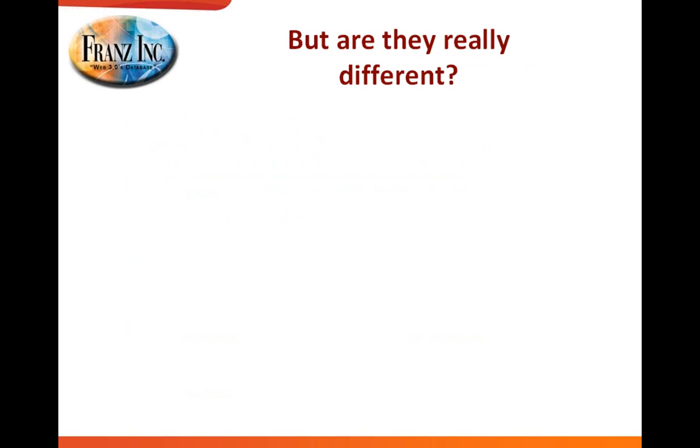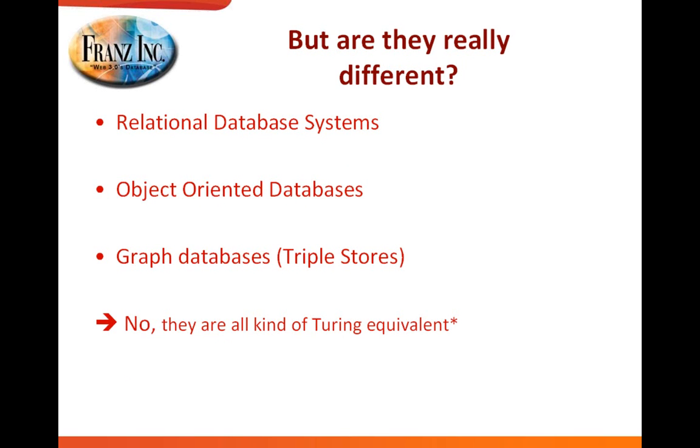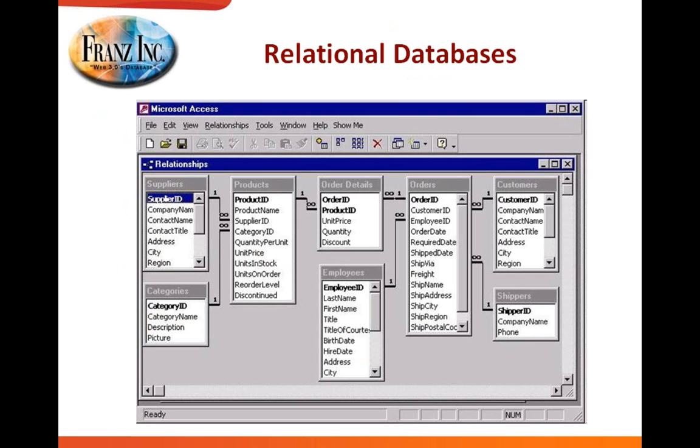Okay, so now, are these databases really different? To some extent, all databases can do the same thing. I mean, if you look at relational databases, OO databases, graph databases, to some extent they are Turing equivalent, although that's something you can't say about databases, because Turing equivalence applies to programming languages, but I guess most of you will understand what I mean. So let's go through each technology. So first, relational databases.